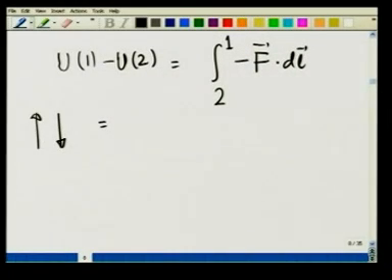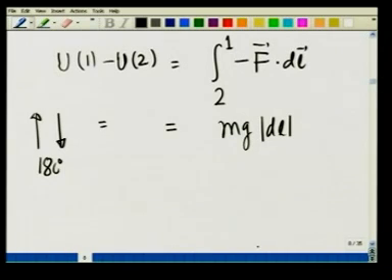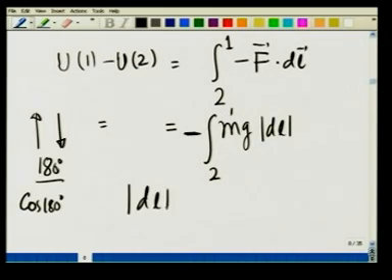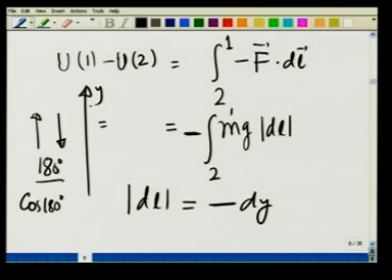to, now you see dl is this way, I am moving down, minus F is this way, and therefore minus F dot dl, the angle between them is 180 degrees. The magnitude of minus F is mg, magnitude of dl is dl, with a minus sign in front. That minus sign comes because of cosine of 180 degrees, and I get this integral going from 2 to 1, and now I know magnitude of dl is nothing but minus dy, because y I am measuring going up.